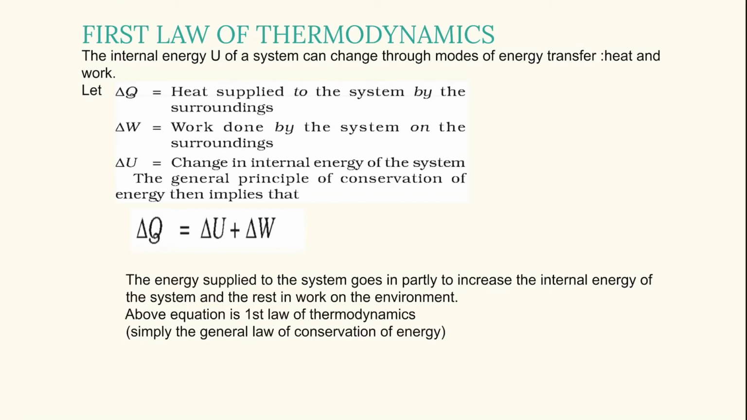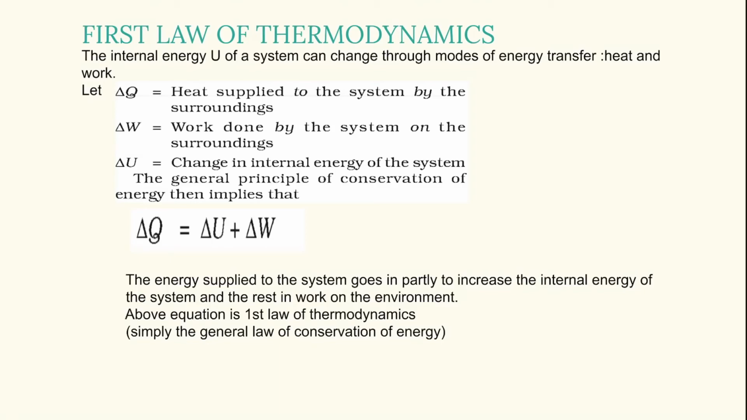The first law of thermodynamics basically wants to say that energy cannot be created, cannot be destroyed. Energy provided to the system will be used to do some work and to increase its internal energy. This equation is delta Q equals delta U plus delta W. Let us define this delta U, delta Q and delta W.